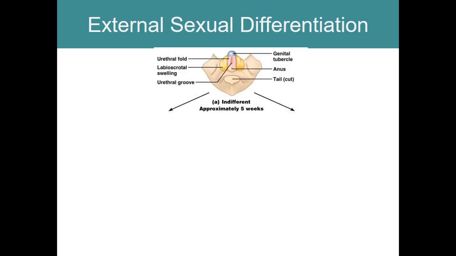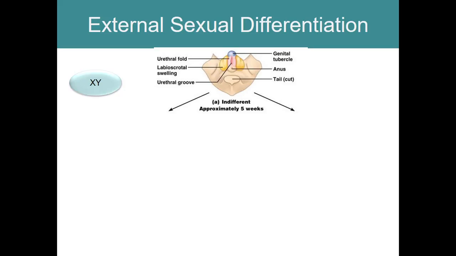All right, now externally, what do things look like? So again, at 5 weeks, you can't tell externally whether you're looking at a male or a female embryo. Everything looks the same, and everything's really tiny. This picture kind of implies some kind of size, but at 5 weeks it's like the size of a sesame seed. So we're looking through a microscope here. Everything looks basically the same. You've got this genital tubercle. See how there's that urethral fold with a urethral groove in the middle of it?